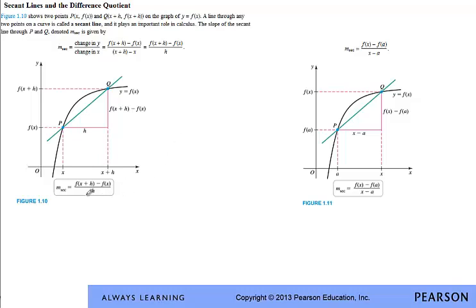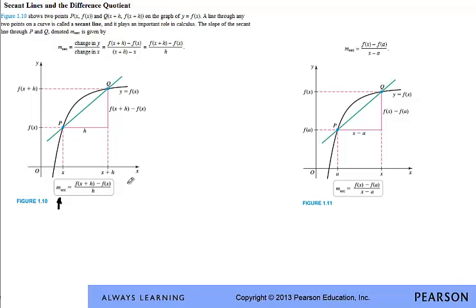Basically, if you'll notice, they're talking about the slope. That's why they use this m, the slope of the secant line. And they're just trying to emphasize that this is merely the slope of this blue line.